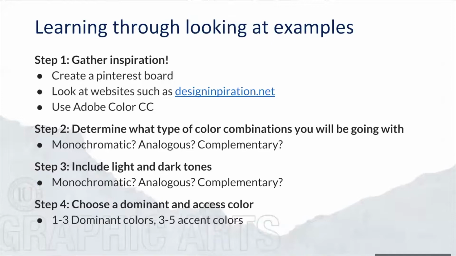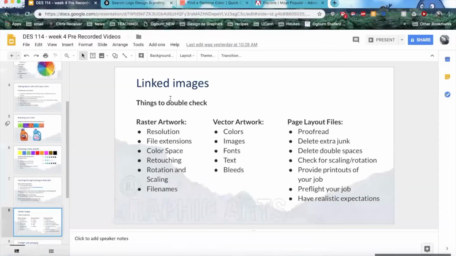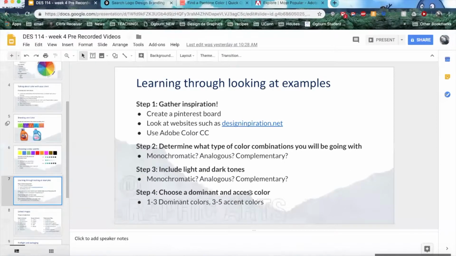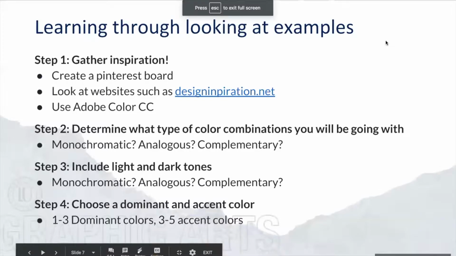Then step 4, choose a dominant and an accent color. Whoops, I have this as access. Let me fix that slide for you. That is not correct. Accent color. That is where spell check will get you.